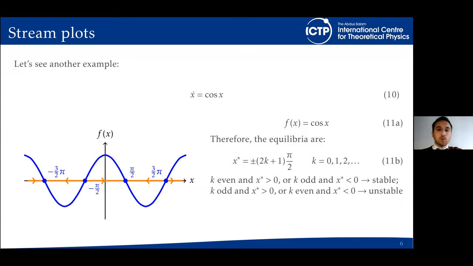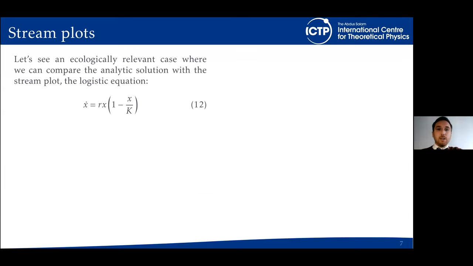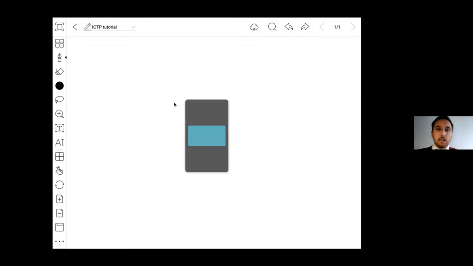The first thing I want to show you is the stream plot of the logistic equation. Actually, this is one of the few lucky cases where we can solve an equation analytically. I hope that with this example, comparing what we see with the stream plots with what we see with the analytical solution, it will be clear that stream plots can actually help us understand the general behavior of the solution of a nonlinear system. So first, let me show you how this equation can be solved analytically.